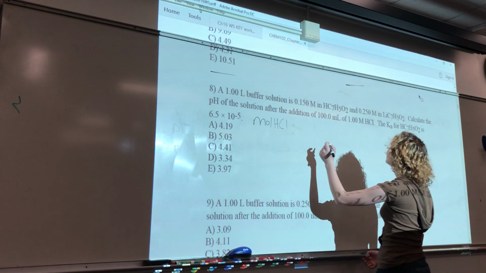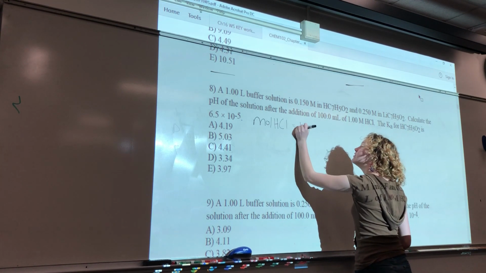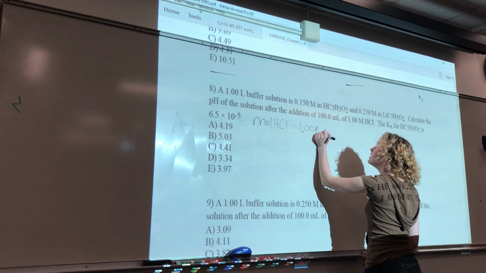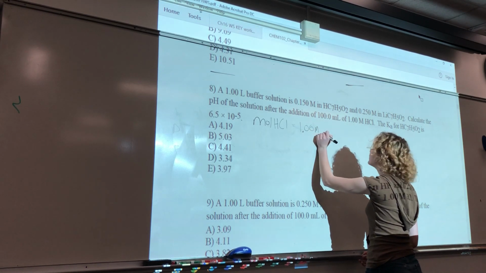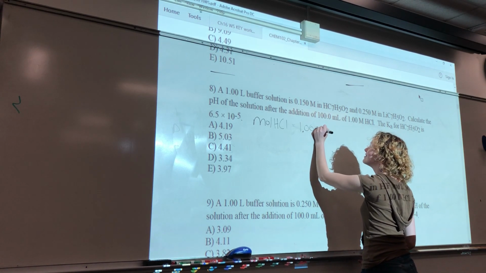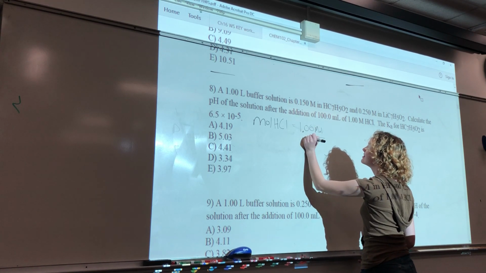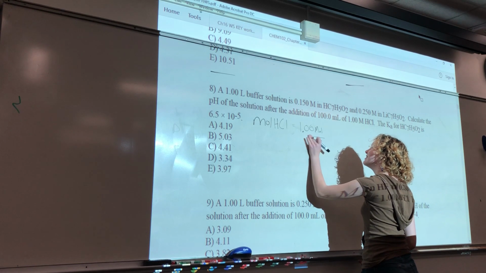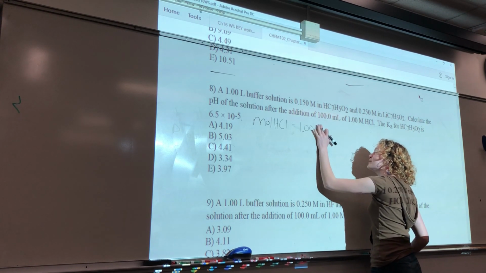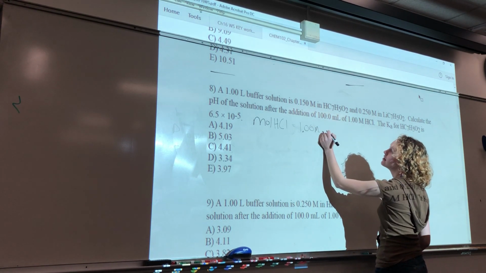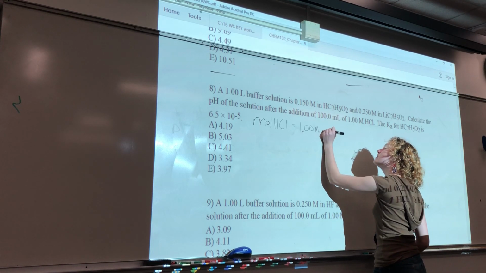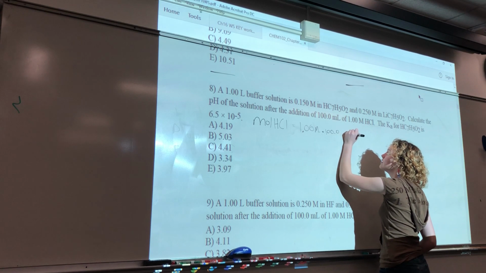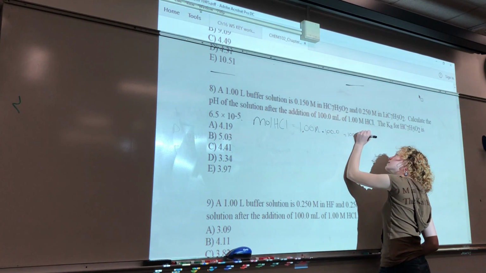Equals. Alright, so we got. I'm gonna go with the 100 millimole. Yeah, we could do that. Either way, this is your molarity. You're gonna times it by 100 milliliters. So that's gonna be 100 millimole of HCl.